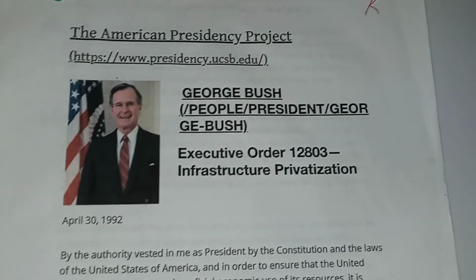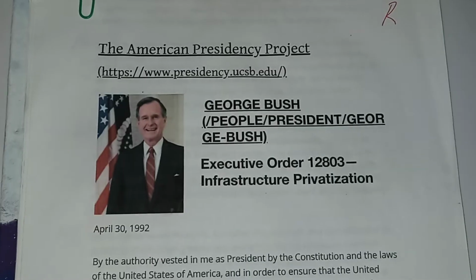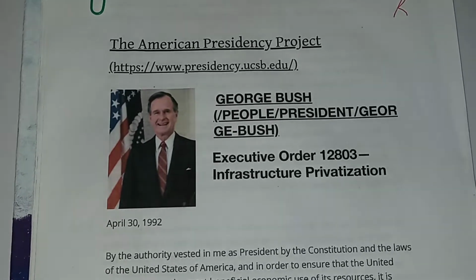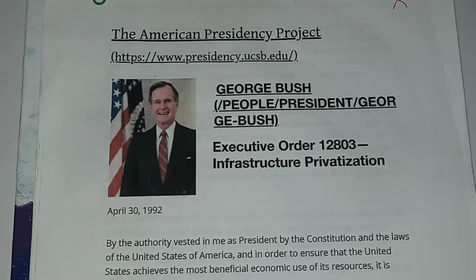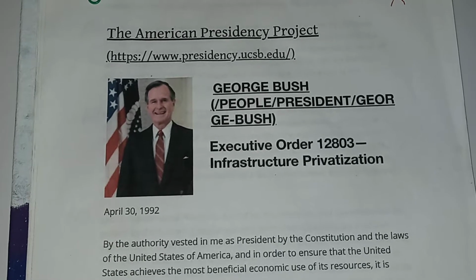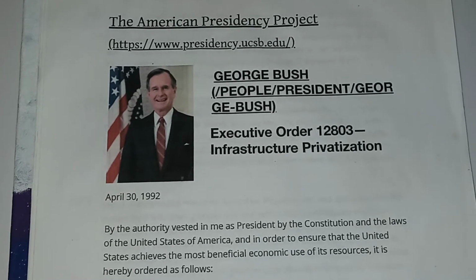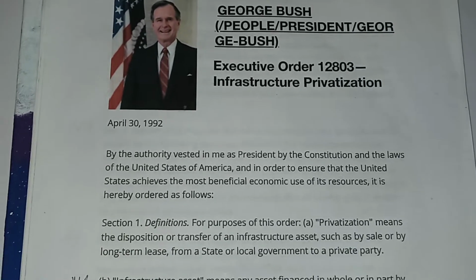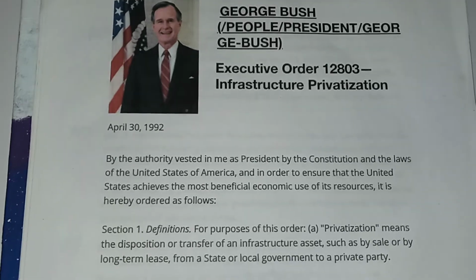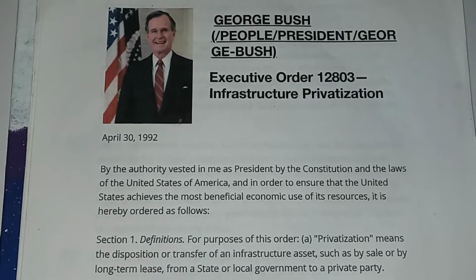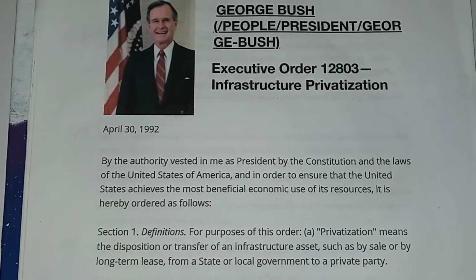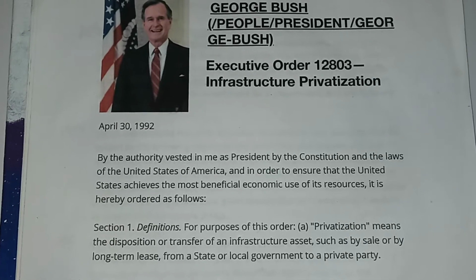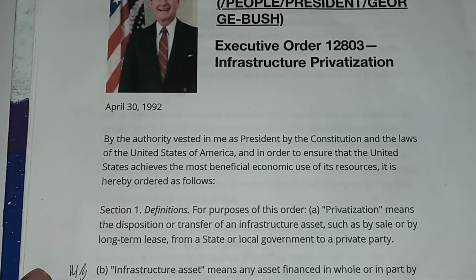I want you to go and check out this document. I'm going to scan it real quick so you can see it. It was Executive Order 12803, Infrastructure Privatization. This happened in April 1992. This document was basically when they put all of the infrastructure of the United States up for sale, a long-term lease, right? As assets. These were the assets that they put up.